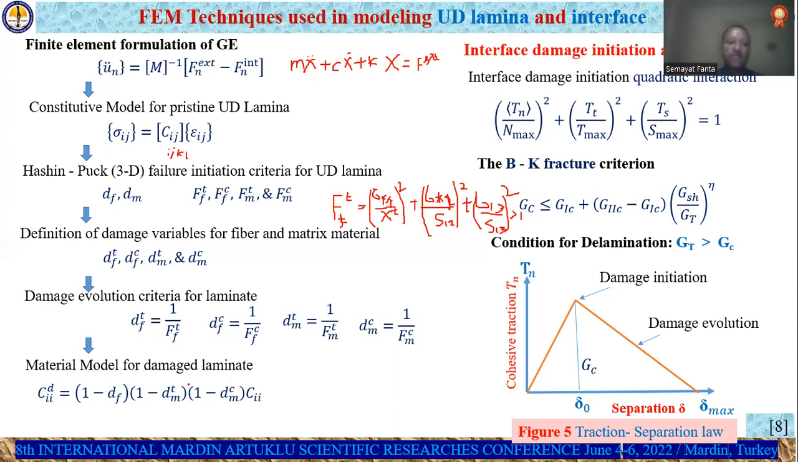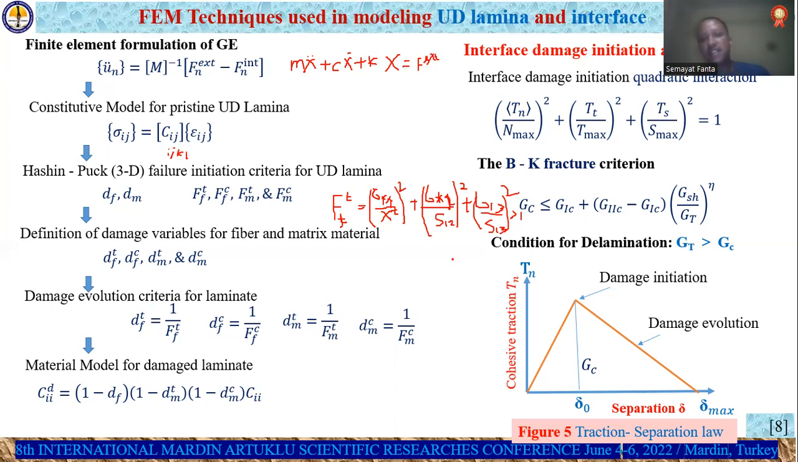Then the material model for the damaged laminate. Initially, this one was the undamaged material, which is the pristine material, and this is for the damaged material, which is defined in terms of the damage parameters with the undamaged stiffness of the material.